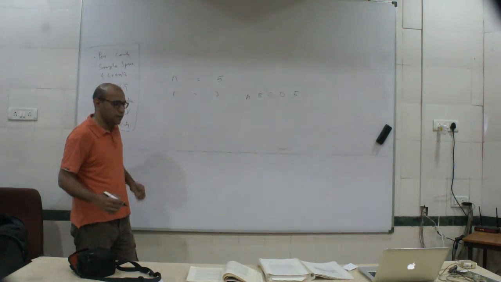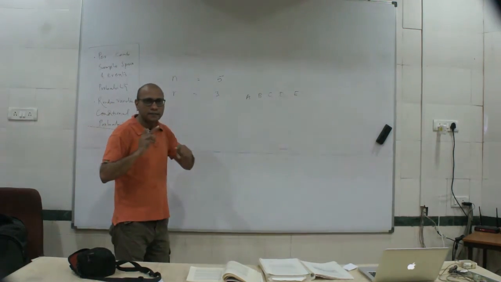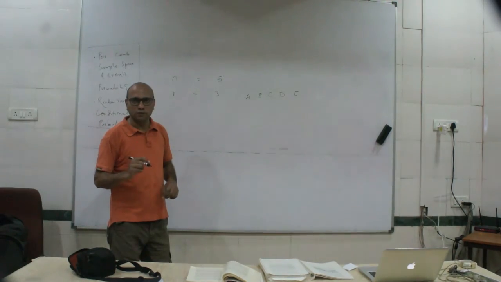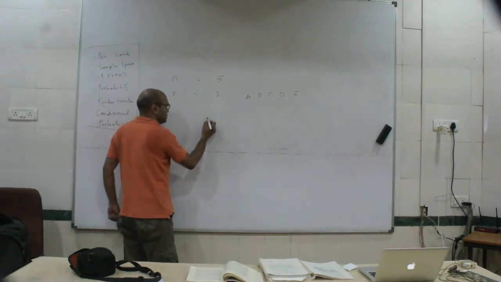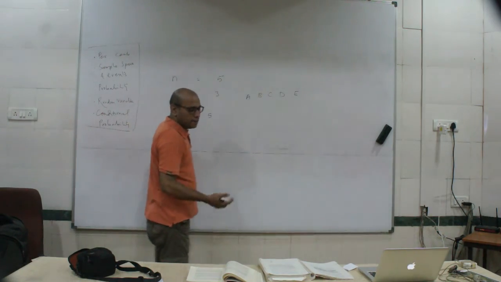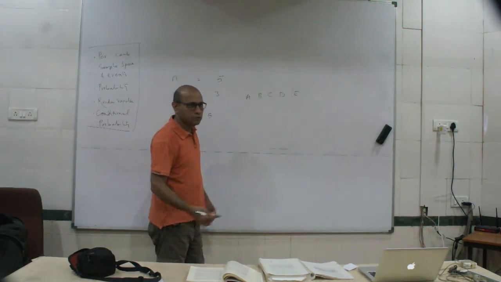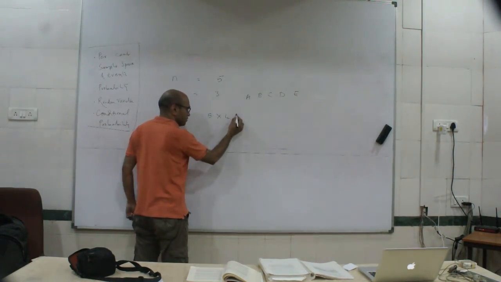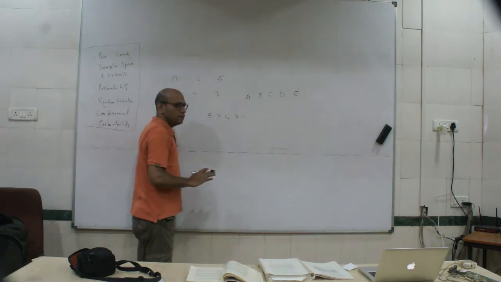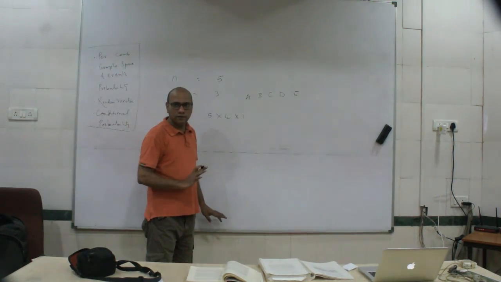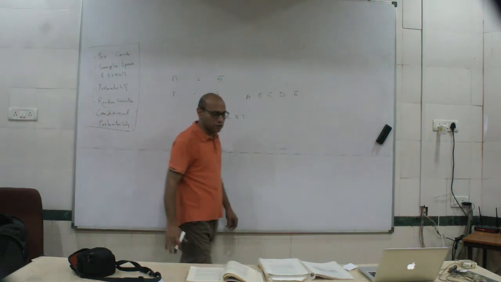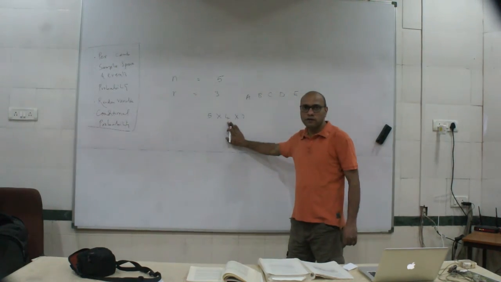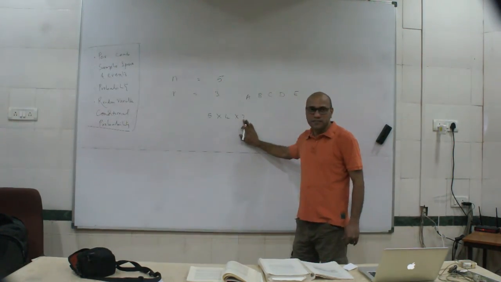Now, let's try and do it. If I select somebody at the first position, how many options do I have? 5. Once I am done with that, how many options do I have at the second position? 4. And at the third position? 3. Now, if I wish to select these many, then it is 5 into 4 into 3, 60.